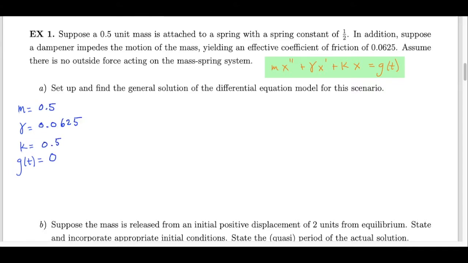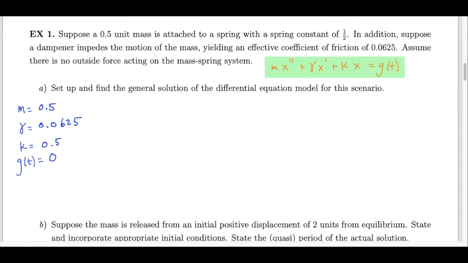In rereading the problem, I'm able to pretty quickly identify these parameters. I'm told that the mass is 0.5 units. The coefficient of friction, which is this lambda variable, we're told is effectively 0.0625. The spring constant, which is represented as K, is 1/2, so I've got that here as 0.5. And then since there is no outside force acting on the system, I have the forcing function g(t) equal to 0.